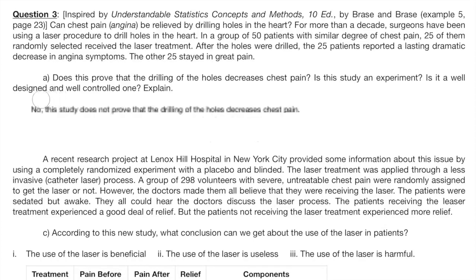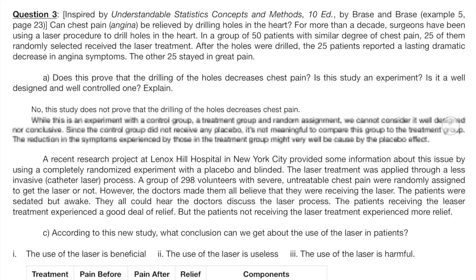Very interestingly, the answer is no. It is true that the whole experience of going through the laser treatment decreases the level of pain, but we cannot put the credit in the laser itself or in the holes in the heart themselves unless we isolate them. And how do we isolate them? By administering a placebo to the control group, which was not done in this experiment. This experiment is not well designed because we did not control for the placebo effect.